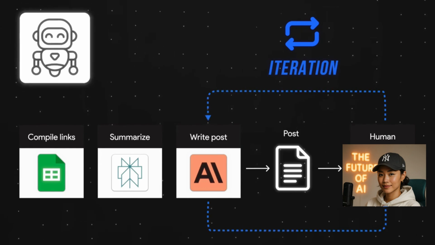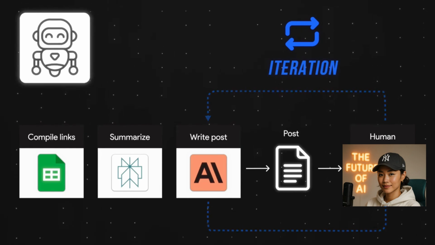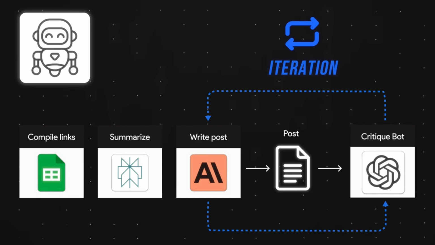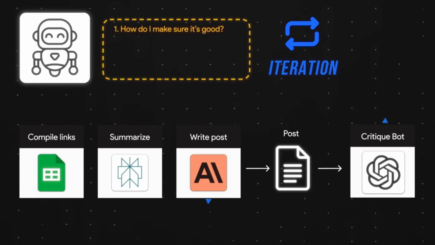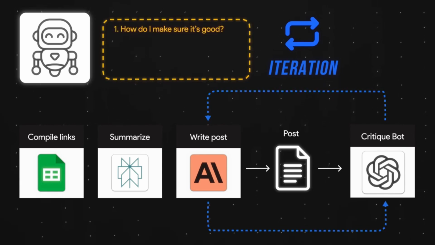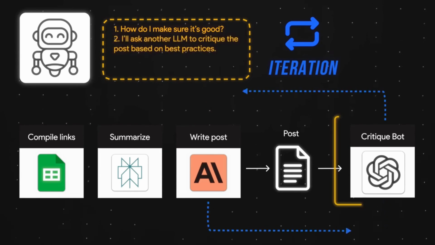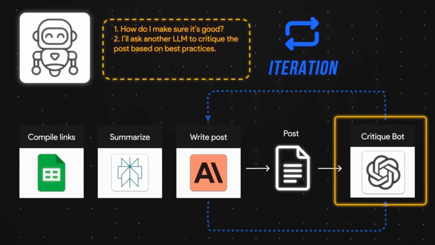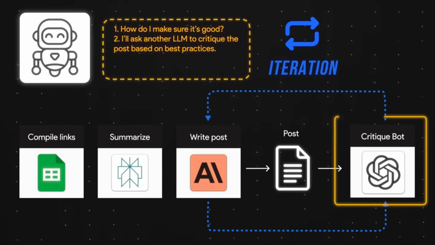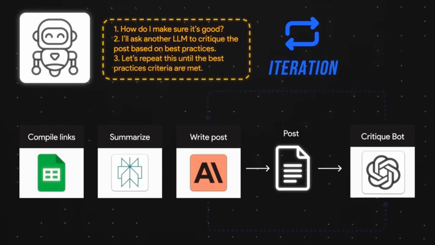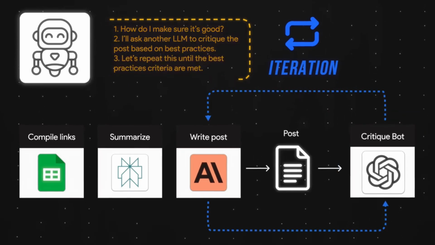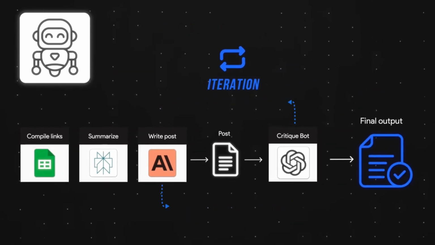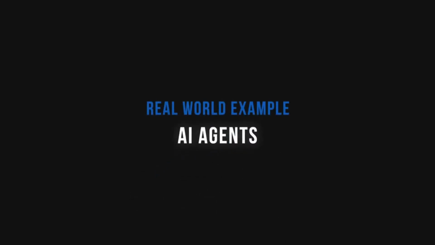In our example, the AI agent would autonomously add in another LLM to critique its own output. Okay, I've drafted V1 of a LinkedIn post. How do I make sure it's good? Oh, I know. I'll add another step where an LLM will critique the post based on LinkedIn best practices. And let's repeat this until the best practices criteria are all met. And after a few cycles of that, we have the final output. That was a hypothetical example. So let's move on to a real-world AI agent example.